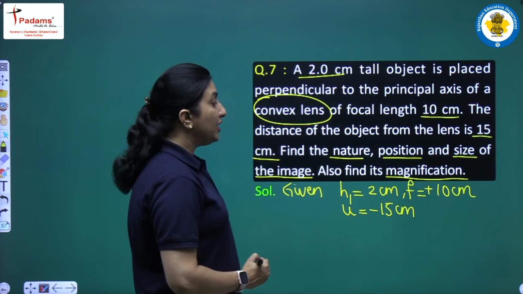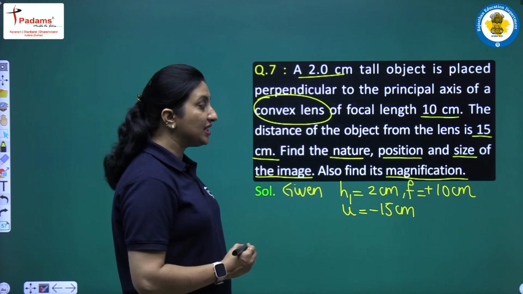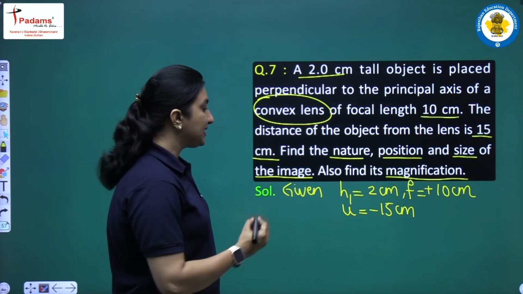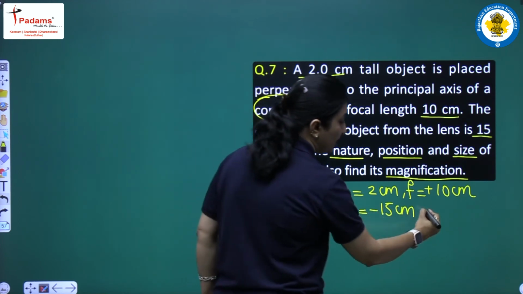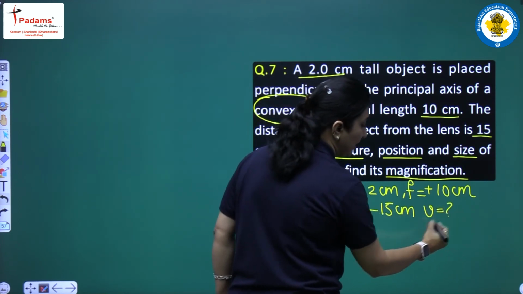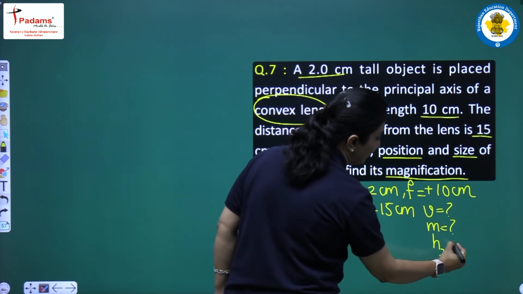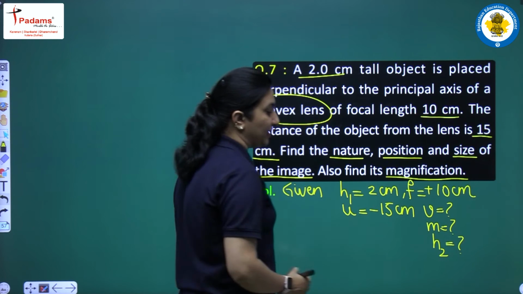Then what do we need to find? We need to find the nature, and for nature we need to calculate m, the position and size of the image. That is, we need to calculate v, we need to calculate m, and we need to calculate the size of the image.